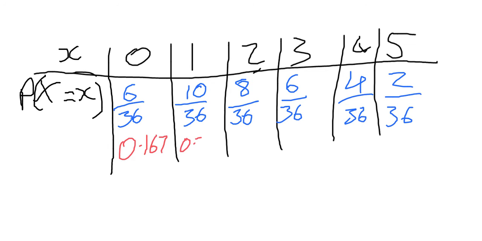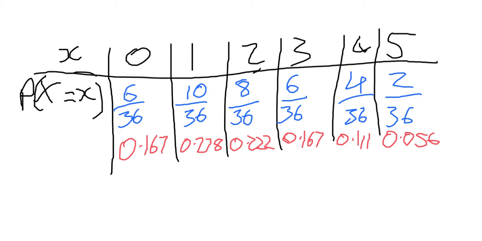0.167, 0.278, 8 out of 36 is 0.222, 0.167, 4 out of 36 is 0.111, and 0.056. That's a probability distribution table for a discrete random variable. So anytime we have a discrete random variable, we can draw up a table like this, which looks at the results and the probability of getting that result.